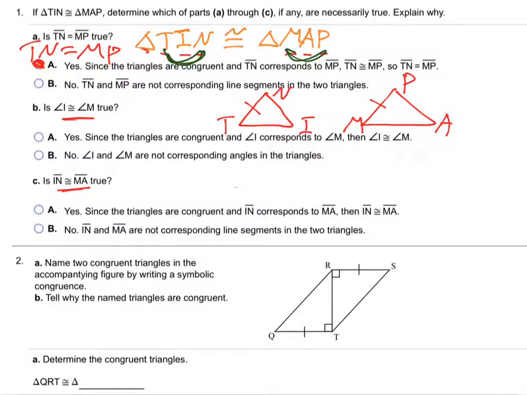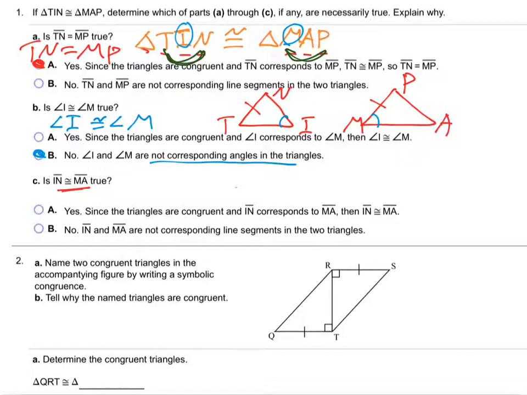How about the next one? Is angle I, if you can see this, I'll make it a little bigger here, is angle I congruent to angle M? Here's I, here's M. Do they have to be the same? No way. I is the right side, M is the left angle. No, they're different angles. They're different spots. Again, you don't have to draw it. You can just see here, I is in the middle of this one, M is in the front of that one. No, they're not in the same spots. It's the wrong order. So no, they're not corresponding.